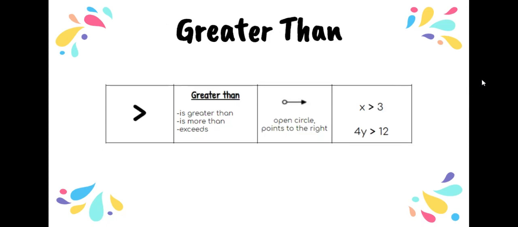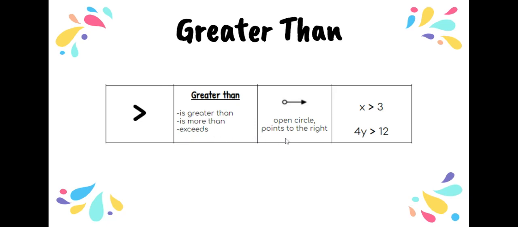The third type of inequality is greater than. The symbol looks like this. It is pointing to the right. The opening is on the left. When using this inequality, you may see the words is greater than, is more than, or exceeds.